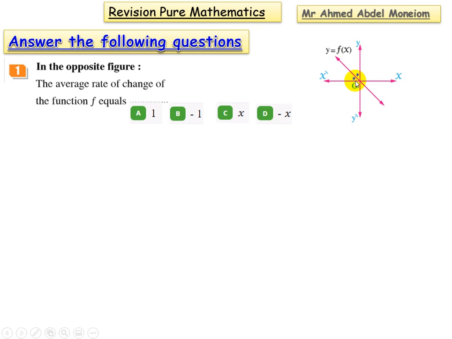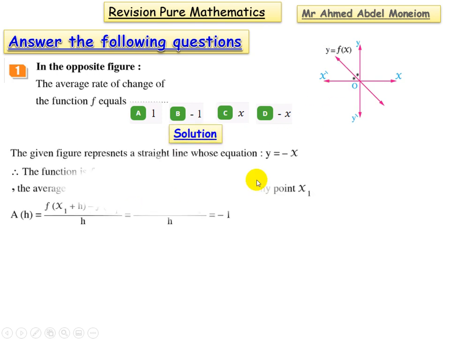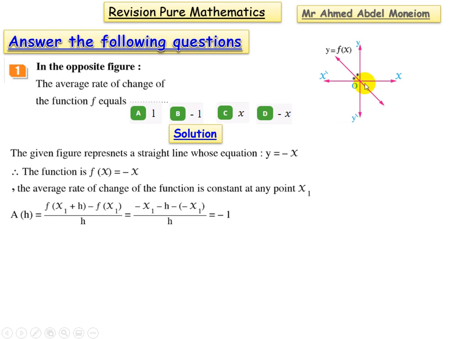This function y equal f of x represents the straight line y equal negative x. So this is the equation of the straight line, so the function f of x equal negative x. The average rate of change equals f of x1 plus h minus f of x1 over h. Substituting in the function itself, negative x1 minus h minus negative x1 over h. Cancelling negative x1 with positive x1, negative h over h will be negative 1.